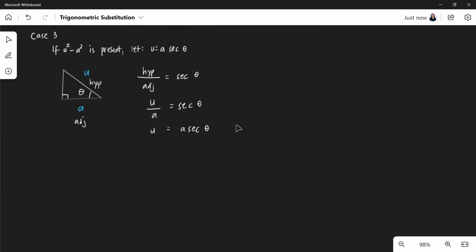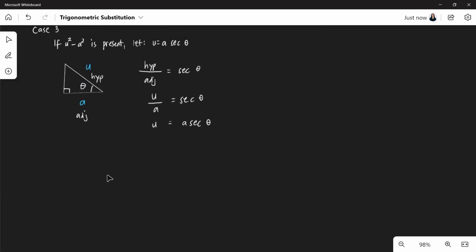So if you ever forget this trigonometric substitution, you can always go back to the right triangle, get the relationships of the sides, and form the u squared minus a squared, and you'll arrive at this equation. So do not just memorize the formula. You need to understand it and know why it is secant and not the other trigonometric functions.